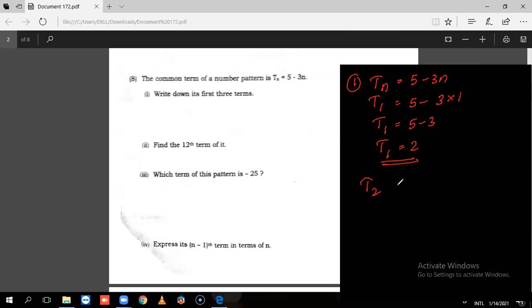T2 equals 5 minus 3n. T2 equals 5 minus, instead of n, you can write 3 into 2. T2 equals 5 minus 6. T2 equals minus 1. Then the third term, they are asking for the first three terms, no? We have found the first term is 2, the second term is minus 1. Then I use this space to do the other part of this one.